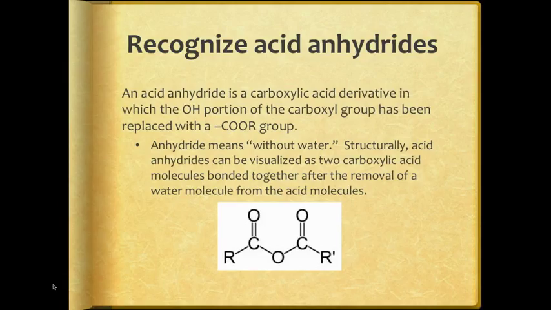So now let's look at this other group, acid anhydrides. An acid anhydride looks like two carboxylic acids stuck together. Anhydride means without water. Structurally, they are two carboxylic acid molecules bonded together after the removal of the water molecule from the two acid molecules.